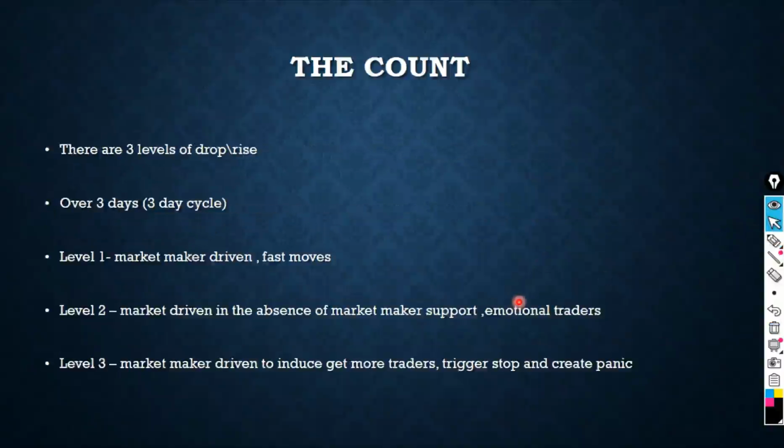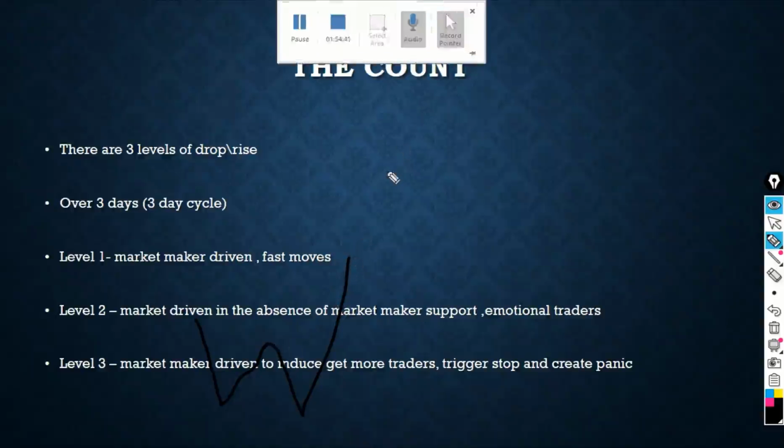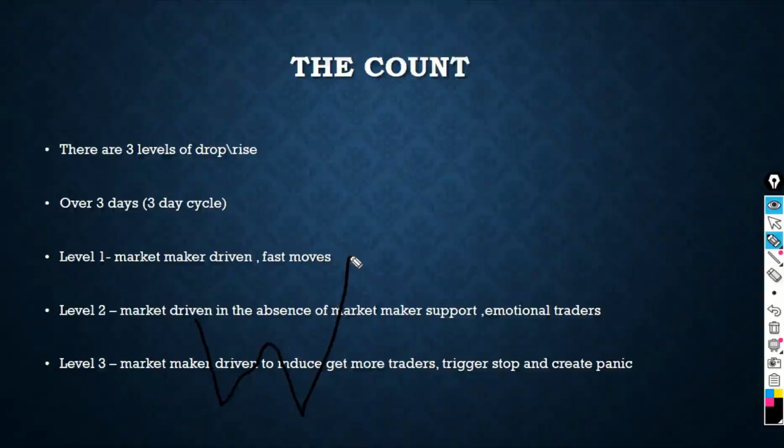Okay, there are 3 levels of drop or rise over 3 days, which will create the 3-day cycle, the cycle that shows from Tuesday to Thursday on the weekly cycle. I drew that for you. The level 1 is market maker driven. It's a fast move. Why is level 1 a fast move? Okay, let me draw this for you. Peak formation in here. Level 1 is a fast move because he is running away from the trapped traders. He needs to move away from them because he has trapped them.